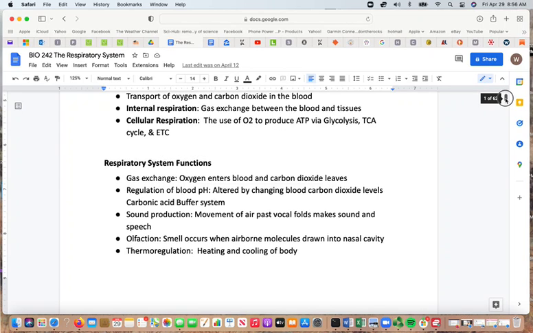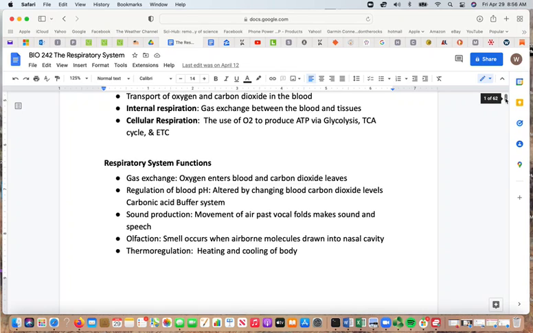So functions of the respiratory system, main one is gas exchange. So oxygen is going to enter the blood and carbon dioxide is going to leave. Along with this, it is going to help to regulate the pH. This is altered by looking at the blood carbon dioxide levels in the carbonic acid buffer system.